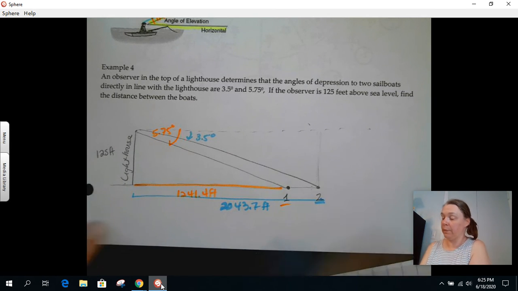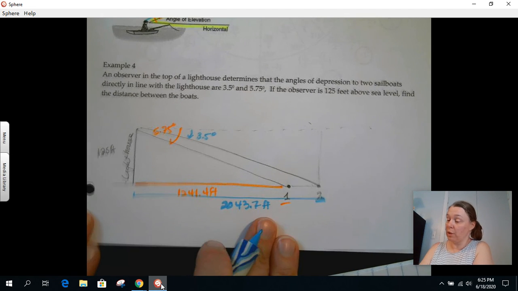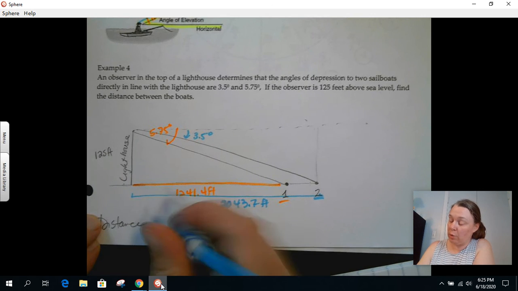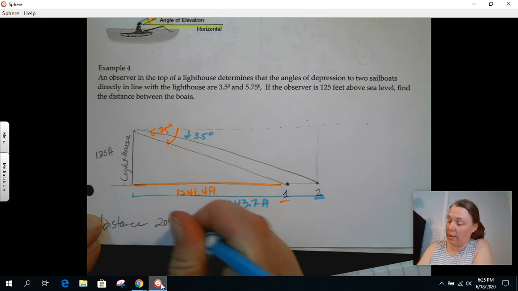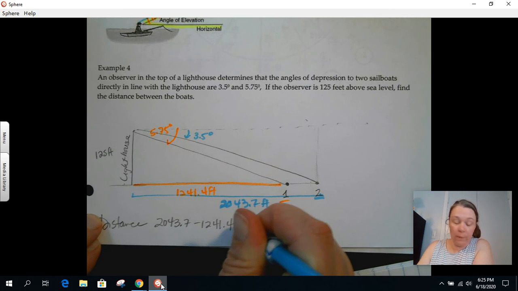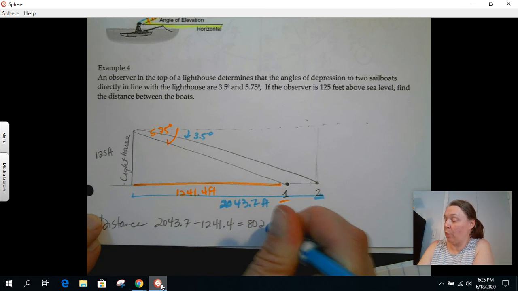So that means this distance from here to here is 2043.7 feet. But the question was how far the boats are from each other. To figure out the distance between the boats, we subtract: 2043.7 minus 1,241.4, so about 802.3 feet.